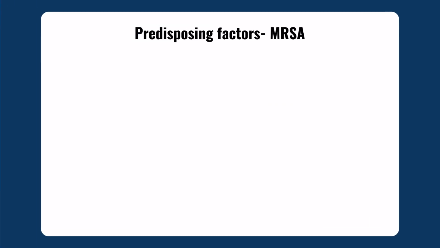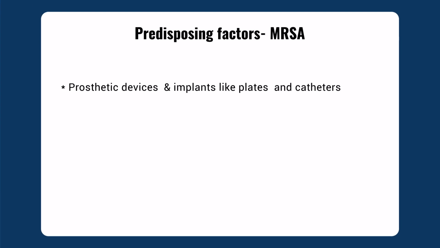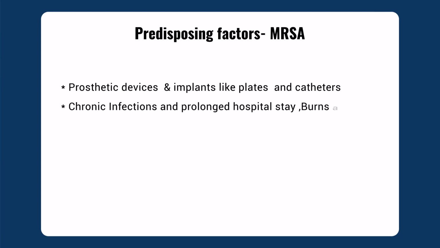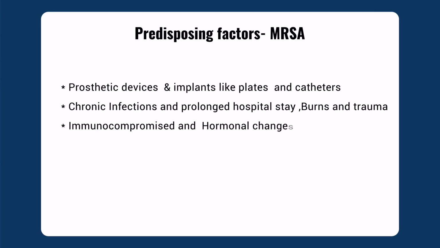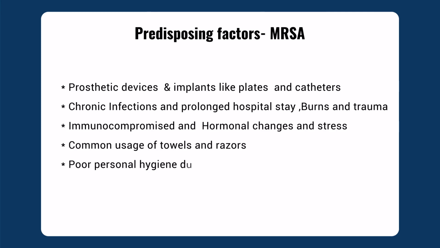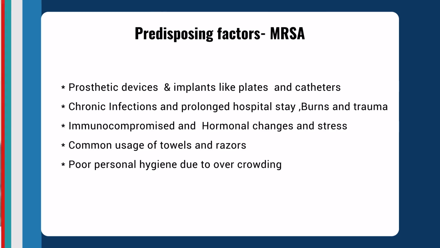Predisposing factors for these infections. When do we get an MRSA infection? People who have prosthetic devices like implants, or a PPI placed in their body. Chronic infections and prolonged hospitalization, patients who have undergone trauma or burns. Immunocompromised status, hormonal changes and stress. People who use common towels and razors. Whenever there is poor personal hygiene due to overcrowding.